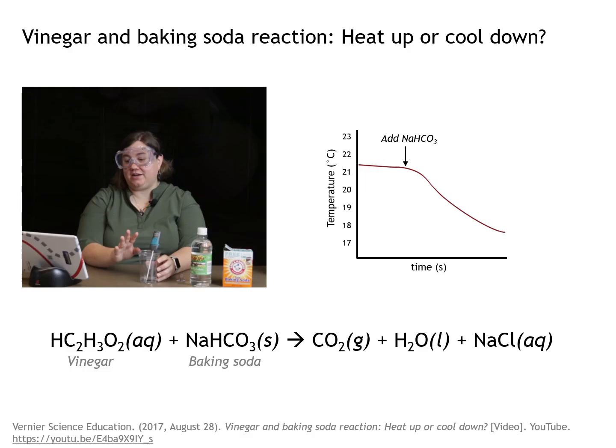So as we saw, even though it was bubbling, so maybe it looked like it was boiling, it was actually forming carbon dioxide gas, which is what caused the bubbles. And instead of getting hotter, this reaction actually got colder. So we went from 21.5 to about 17.5 degrees C.